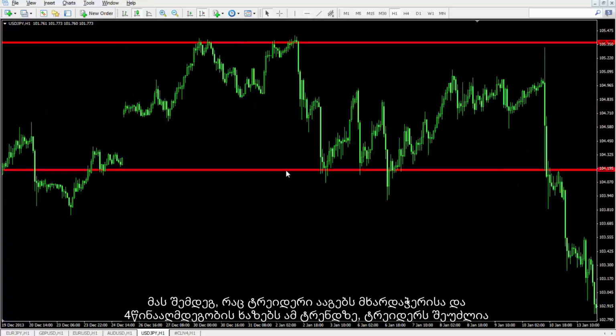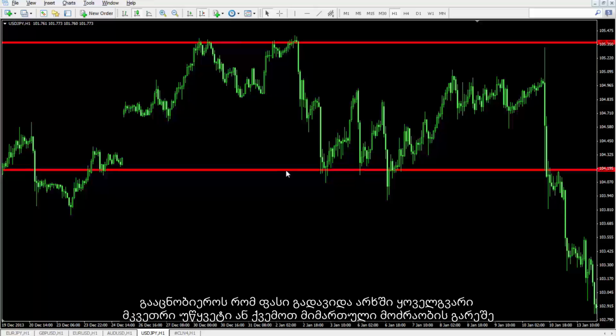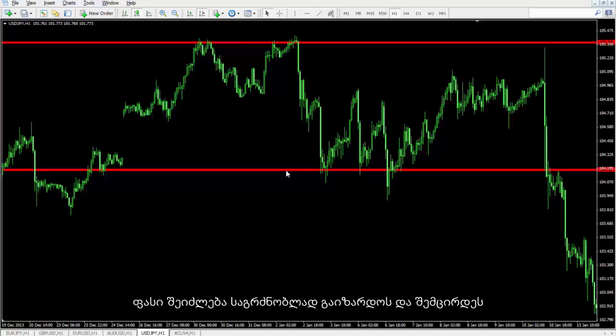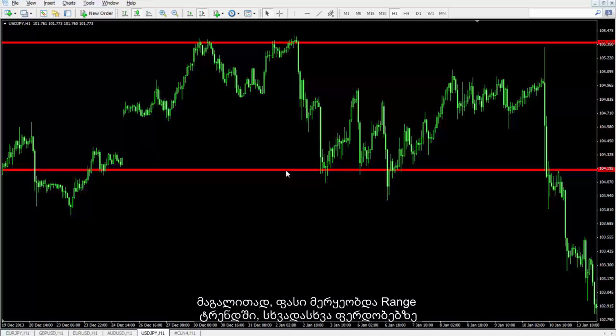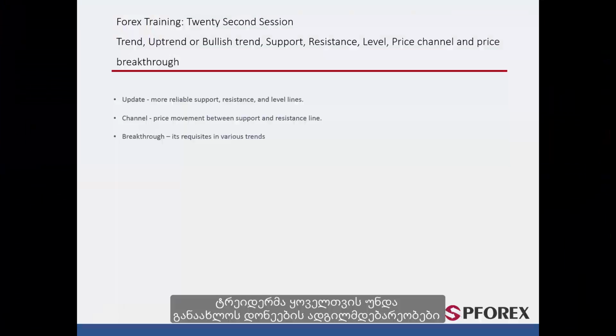After drawing support and resistance lines on this trend, a trader can realise that price has moved in a channel without any sharp and continuous movement up or down. Price may increase and decrease with sharp slopes. For instance, price has fluctuated in a range trend with various slopes. Update. A trader must always update the location of levels and support and resistance lines on charts for higher efficiency.